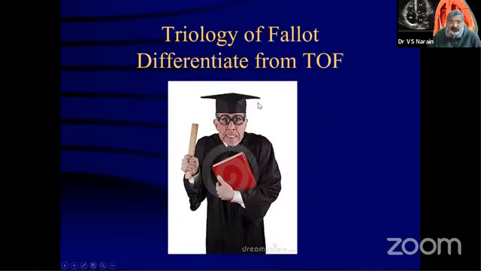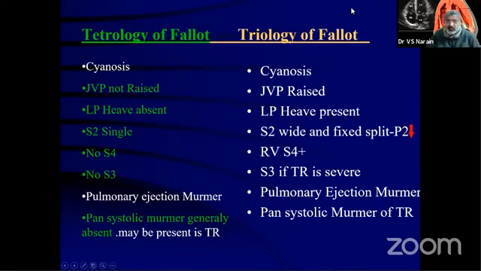Now, we have also trilogy physiology where you have severe pulmonic stenosis and an intact ventricular septum. And this is a question which is often asked in the examination, how clinically you can differentiate between tetralogy and trilogy. You will be cyanosed in both cases. The JVP in trilogy will be raised while it may not be raised in tetralogy. But later in life, yes, JVP can be raised in tetralogy. But in early childhood, it may not be raised, while it will be raised in trilogy after the initial couple of years.